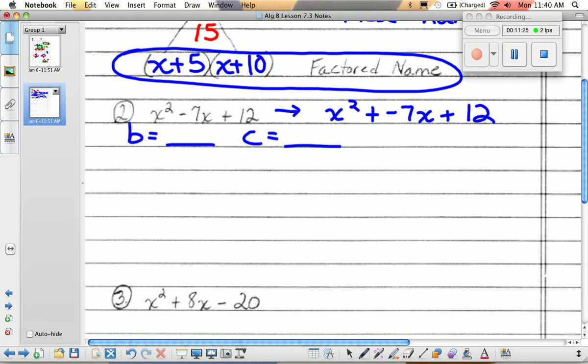So what's our B value? Positive 8? Oh, just kidding. I'm on the wrong one. Negative 7. What's our C value? 12. Make our X. What goes up in the top of our X? 12. What goes in the bottom? Negative 7.